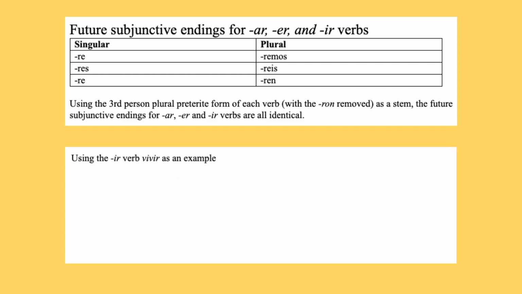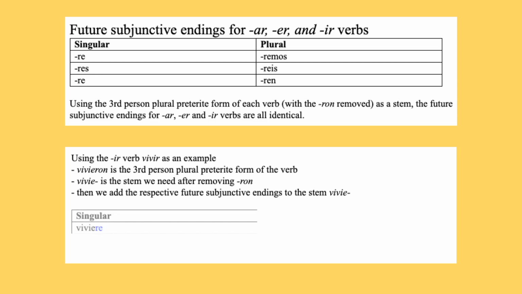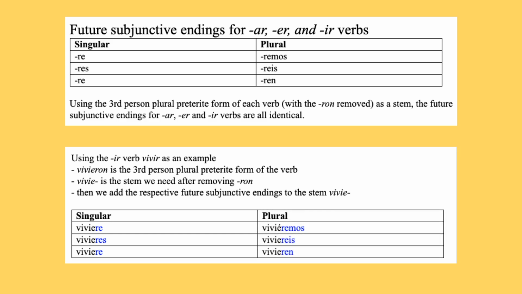For the IR verb vivir, vivieron is the third person plural preterite form. We remove the -ron to obtain the stem vivie, and then to this stem we add the future subjunctive endings. Viviere, vivieres, viviere, vivieremos, viviereis, vivieren.